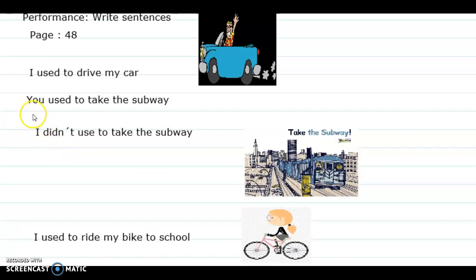Entonces mira, aquí lo tenemos. Forma afirmativa, you used to take the subway. And negative, I didn't. Lo niego, I didn't use to take the subway.